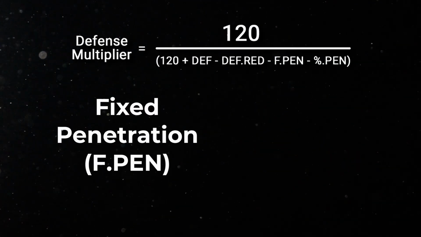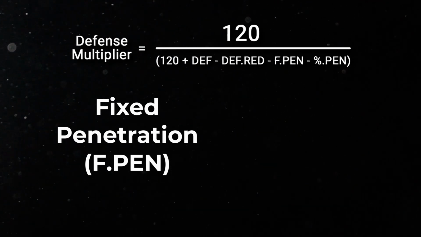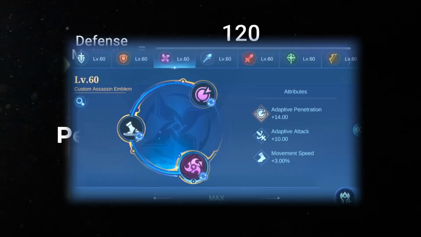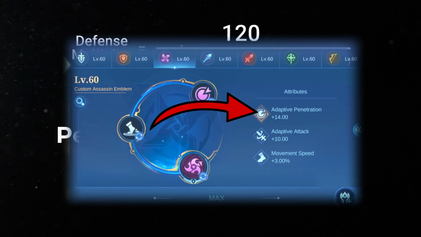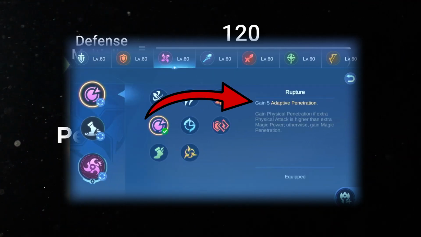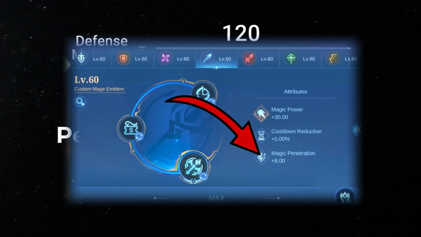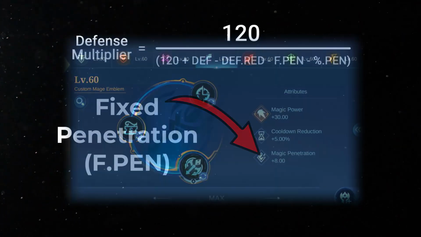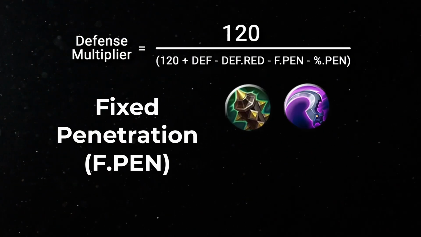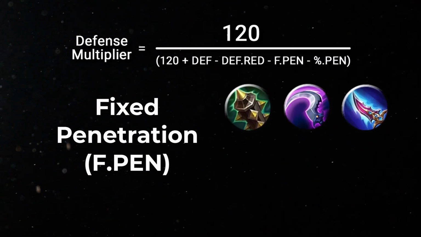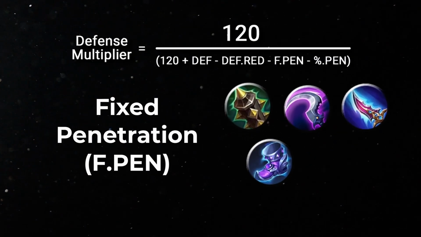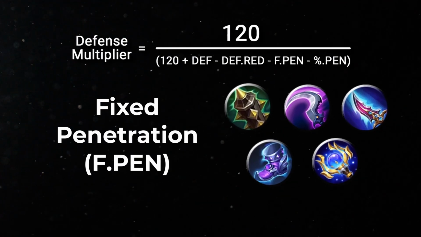We can gain fixed penetration stats in many ways, but most commonly from emblem stats and items. Assassin emblem has a default 14 points of fixed penetration at level 60, and you can gain an additional 5 points of fixed penetration by equipping the Rupture talent. The Mage emblem also provides 8 points of fixed penetration at level 60. As for items, Fury Hammer, Hunter Strike, and Blade of Heptaseas all provide fixed physical penetration, while Arcane Boots and Genius Wand provide fixed magic penetration.